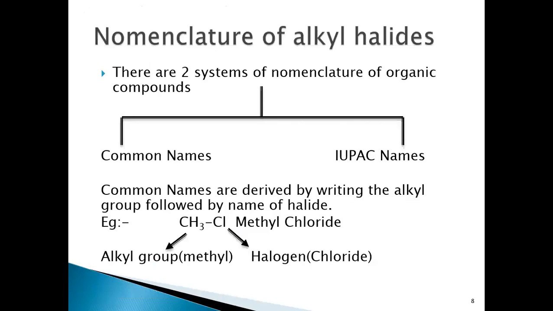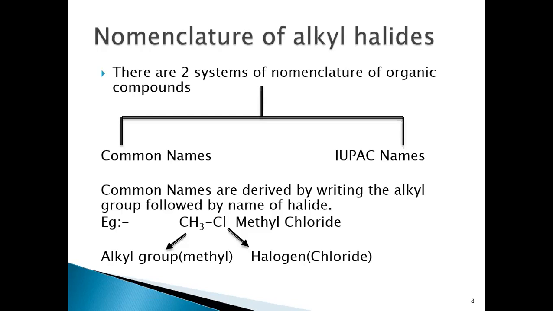Now we come to the concept of nomenclature of alkyl halides. How can we name them? There are 2 systems of nomenclature of organic compounds. First is the common name and second is the IUPAC name. Common names are derived by writing the alkyl group followed by the name of the halide.